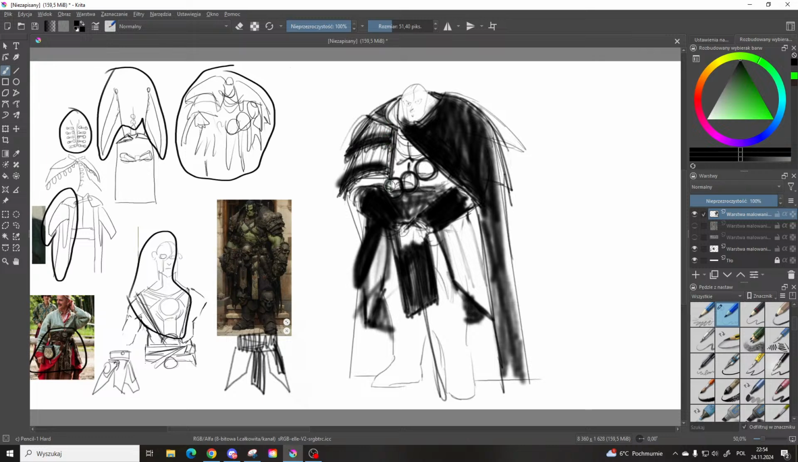Something here doesn't work for me as well, like on this shoulder here. I'm not sure, maybe he actually should have, yeah, I remember we were talking about some skull maybe here as a part of his armor. That might actually be cool here.